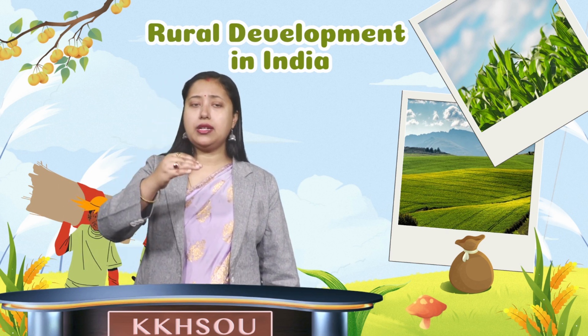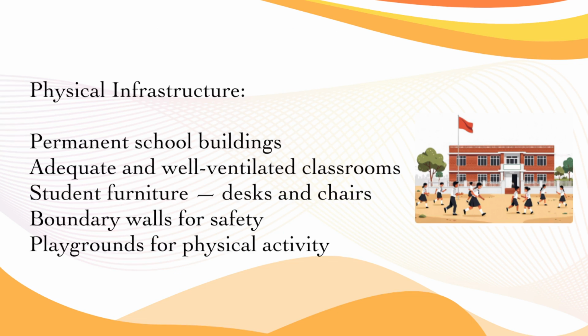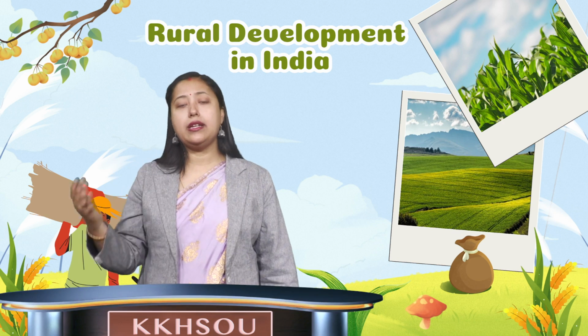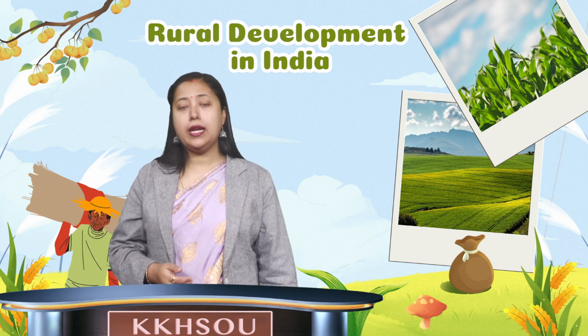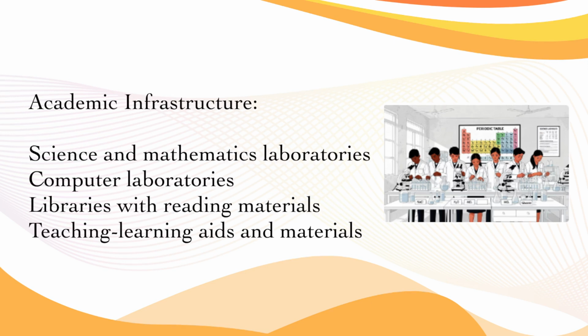On the physical infrastructure, you can see there are a permanent school building, adequate well-ventilated classrooms, student furniture like desks and benches, boundary walls for safety, and playgrounds for physical activity. So these are nothing but the physical infrastructure. Then comes the academic infrastructure, which includes subject laboratories and libraries. So these are the things under academic infrastructure. Teaching aids are also included.